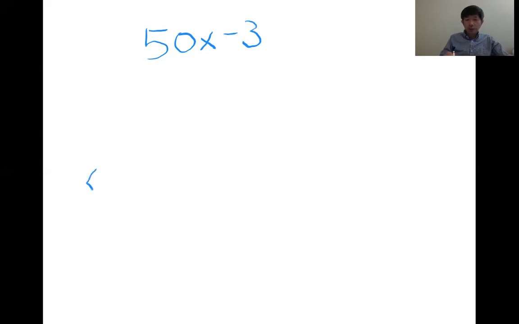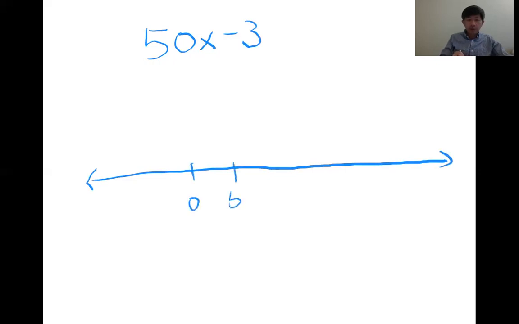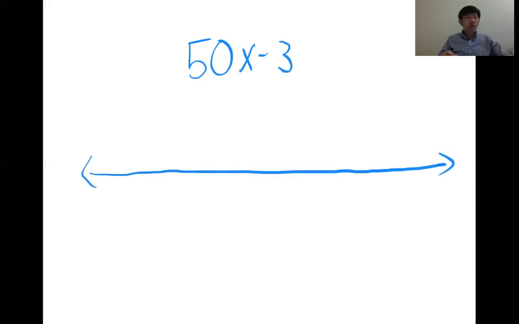Again, I can use the number line like this, right? And then here is my 0, 50. Just one more time, sorry. 50 times the negative 3. Okay, now this is 50 times the negative 3.